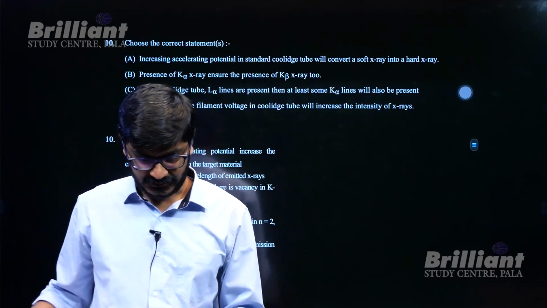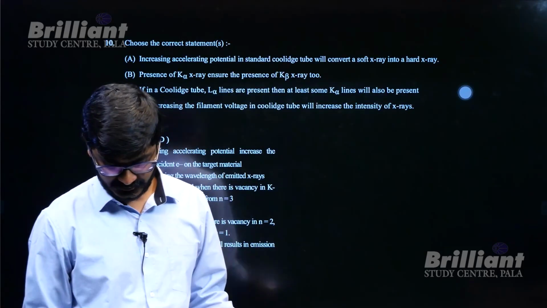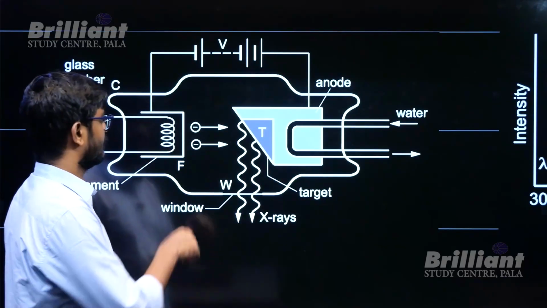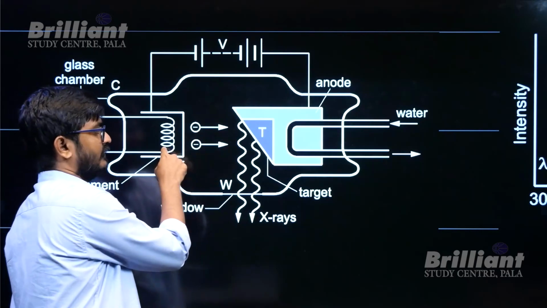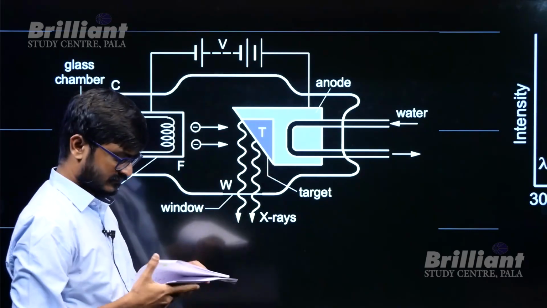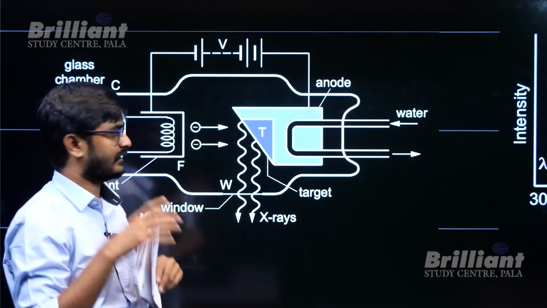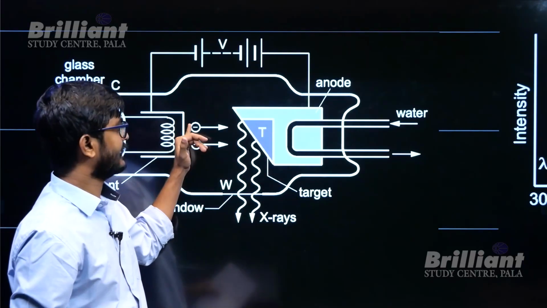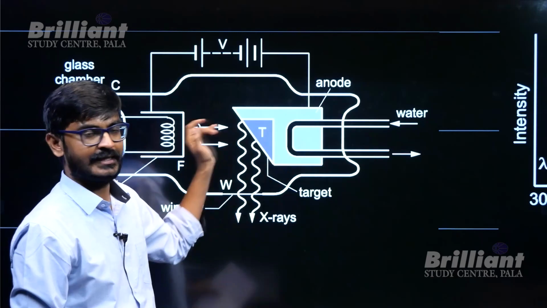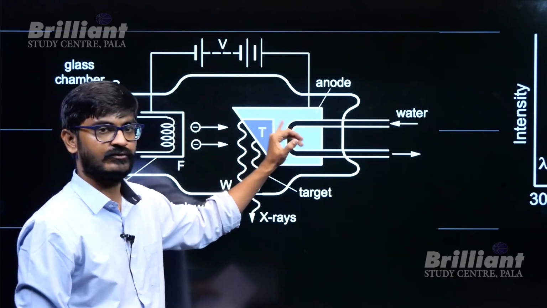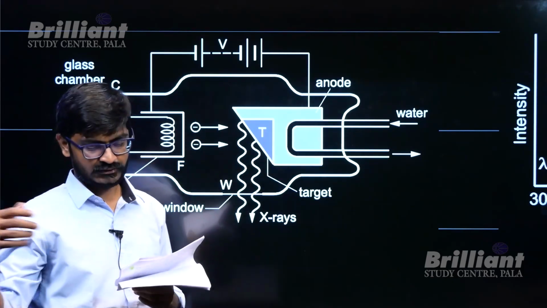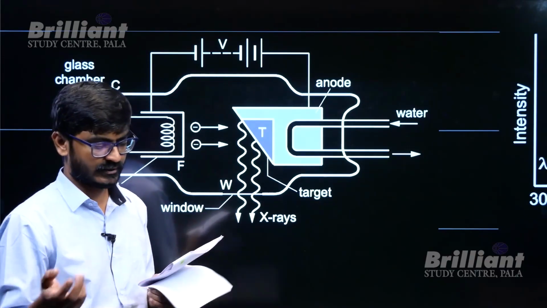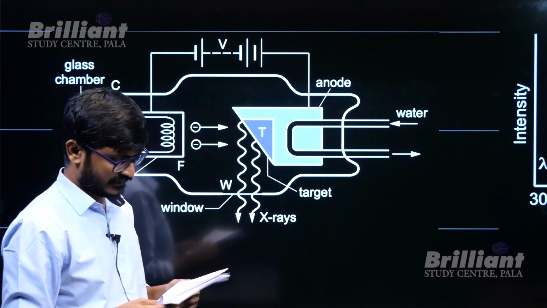In the next question, we'll go with the options. So this is the situation. On increasing the accelerating potential, there will be electrons coming out from here. When you increase the potential difference between them, soft rays will be converted into hard rays. When you increase the potential difference, the kinetic energy of the electrons will increase. When the kinetic energy of the electrons increases, the energy of photons emitted will increase. So soft X-rays will be converted into hard X-rays. The more the energy, we call them hard X-rays. So option A is correct.